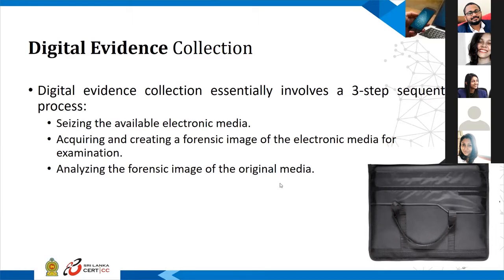Then when we seize or when we get the devices, there is a chain of custody that we maintain. It's called chain of custody form. It's a document that establishes a record of the control, transfer and disposition of the evidence in a criminal case. So it must be able to show that the evidence was handled properly and it was not altered or tampered with.